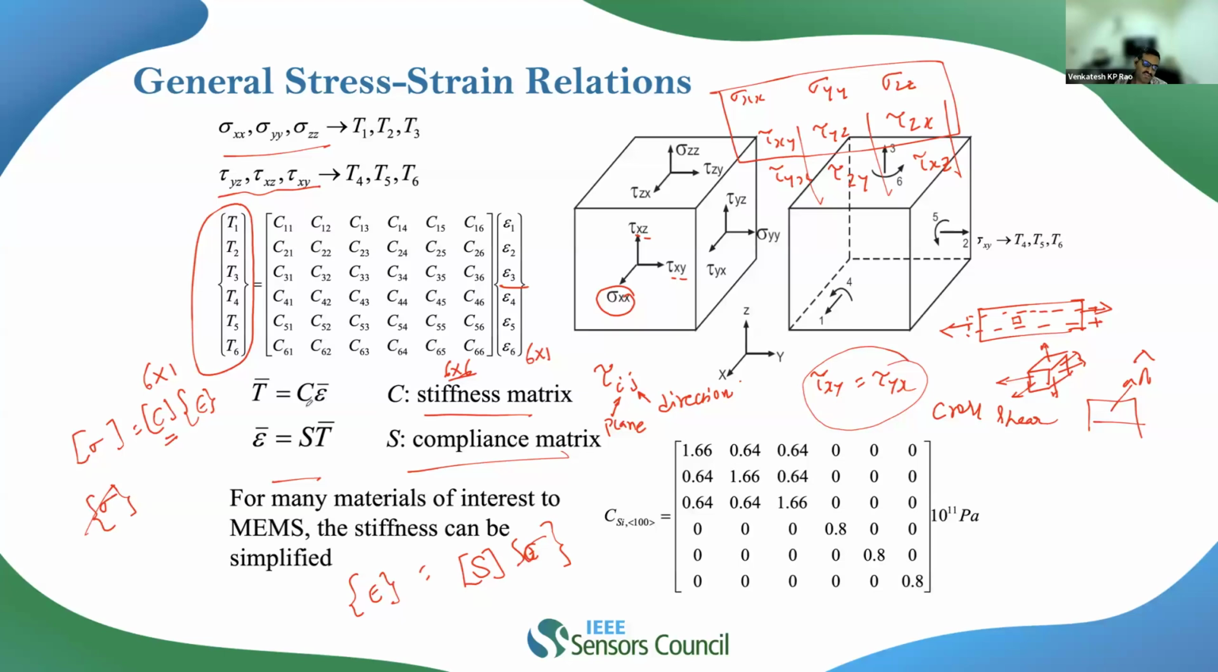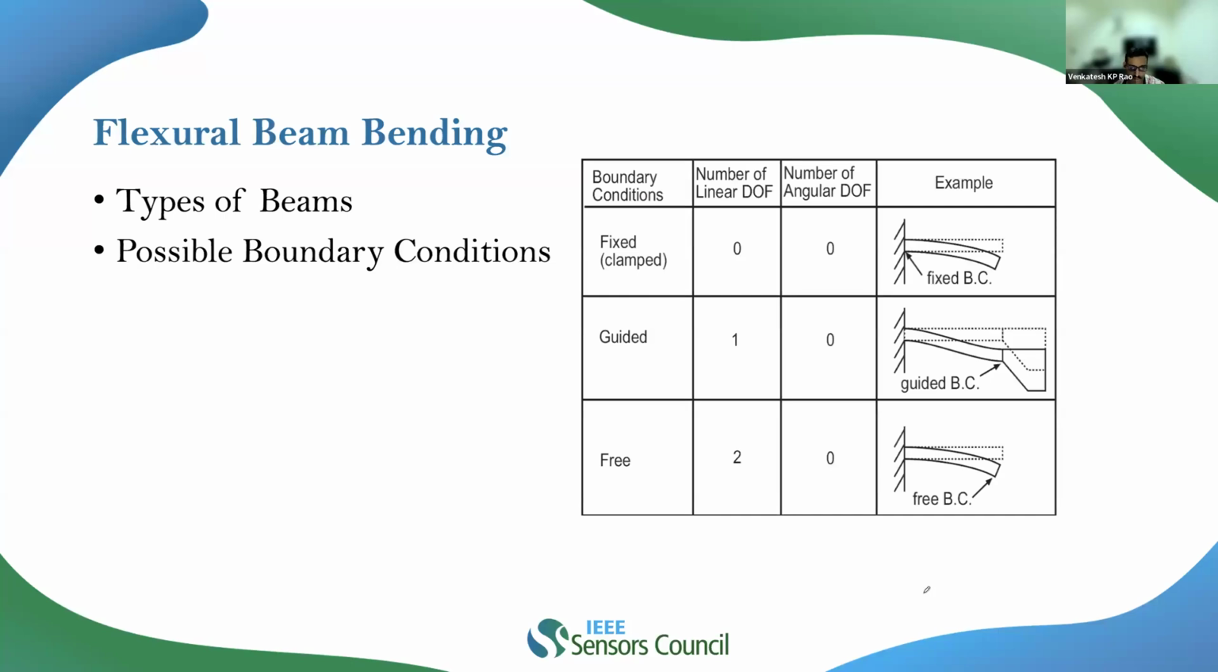Now we can even derive that C will be a function of your elastic modulus and the Poisson's ratio. If you know the values of the elastic modulus and Poisson's ratio, you can populate the complete C matrix for the 100 direction. For example, the elastic modulus along the 100 direction will be somewhere around 130 gigapascals. On the other hand, Poisson's ratio, you can take to be around 0.3, and you can populate the complete C matrix under consideration.